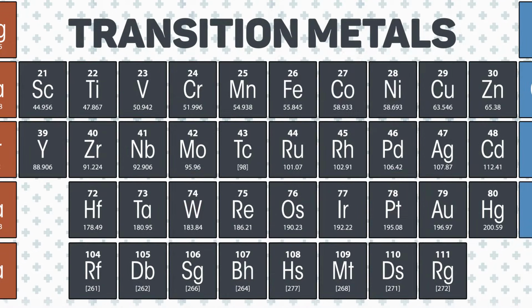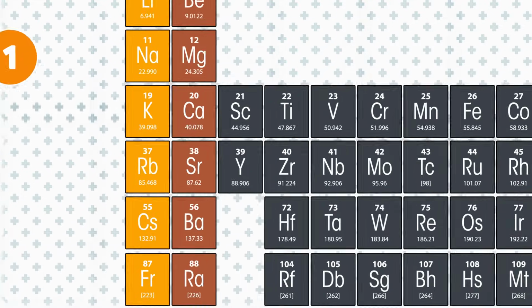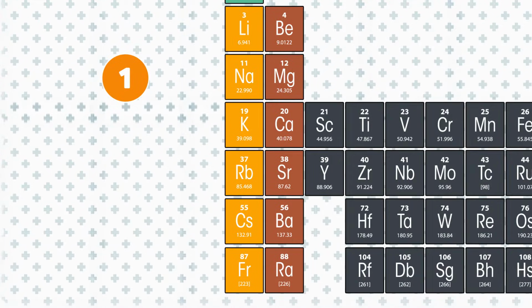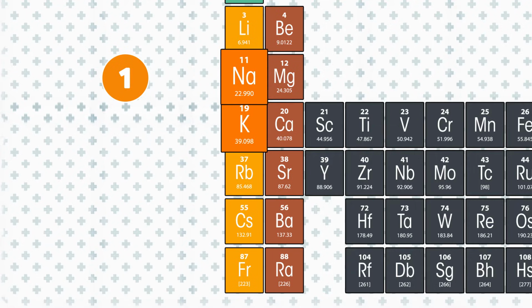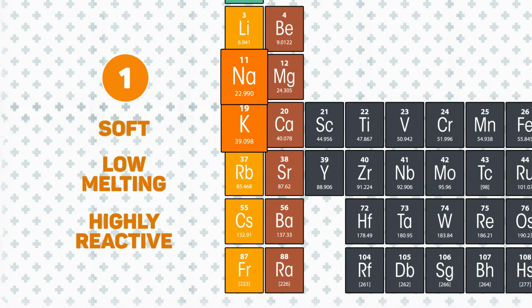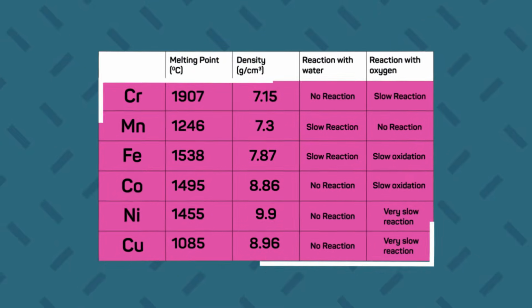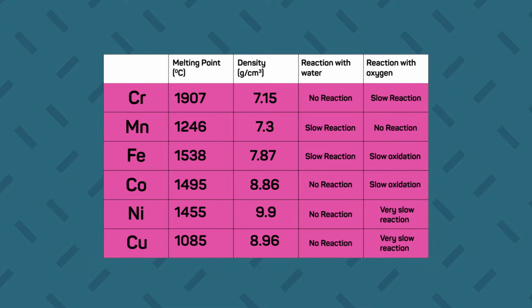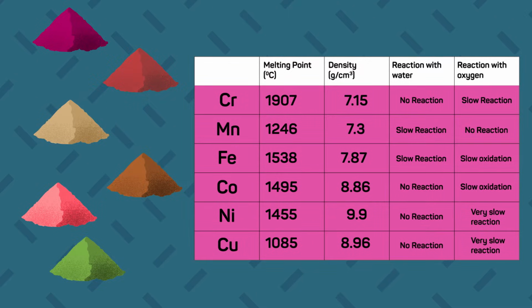These metals are quite unlike the ones we find in group 1 of the periodic table, such as sodium and potassium, which in other videos you will have seen are soft, low melting and highly reactive metals. Most transition metals are similar to each other in that they have high melting points and a much lower chemical reactivity, as well as producing compounds that are brightly coloured.